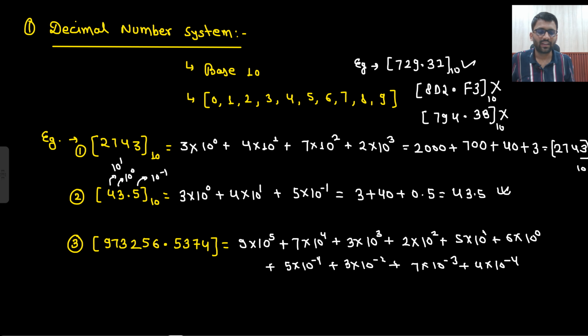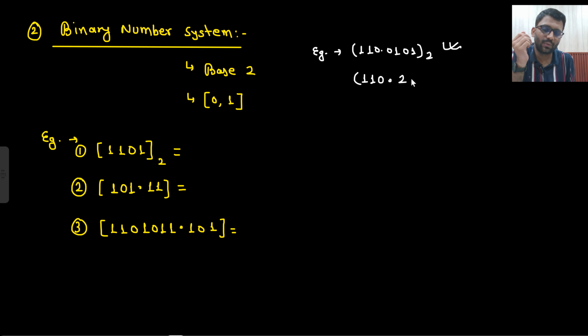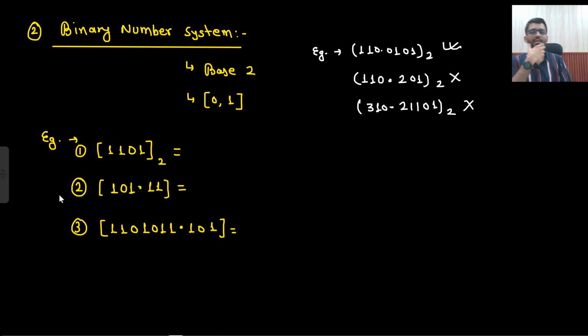Now, a similar thing if we are doing in base 2, that is binary. Let's take some examples. 110.0101 in base 2 is acceptable. If I write 110.201 in base 2, it is not acceptable because the number 2 I don't know. If I write 310.21101, it is not acceptable because the number 3 I don't know.